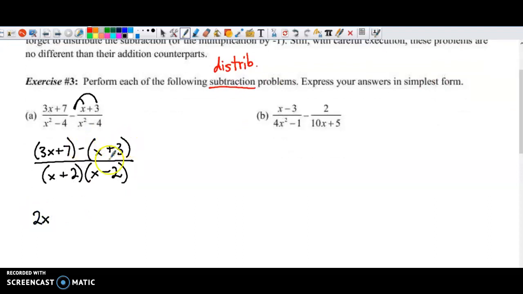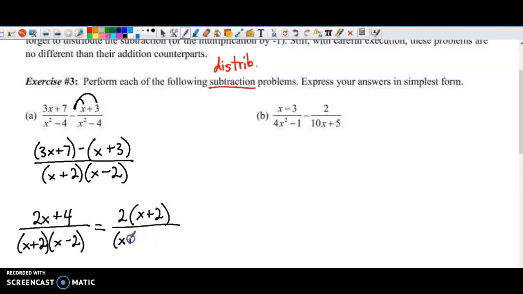And 7 minus 3 would be 4. And if you thought that you would be done, you would be mistaken, because if you look in the numerator, you can factor out a 2, a greatest common factor. The reason that's necessary is because now you can cancel out the x plus 2. And the best answer on this one is 2 over x minus 2, and that's it.